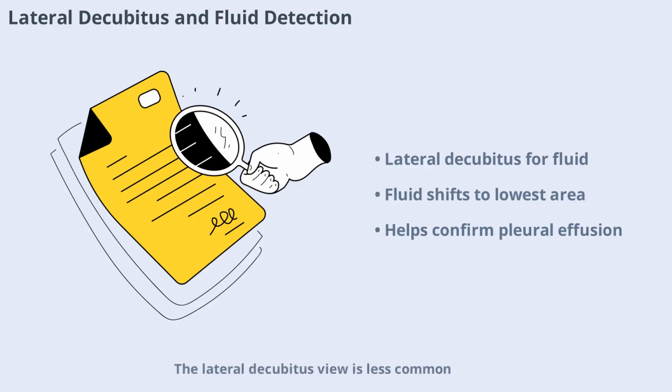The lateral decubitus view is less common but valuable for detecting fluid in the lungs. In this position, the patient lies on their side, causing fluid to shift to the lowest part of the lung. If a pleural effusion is suspected, X-rays in both upright and lateral decubitus positions can help localize the fluid. In the upright view, fluid collects at the lung bases, while in the lateral decubitus view, it accumulates along the lateral border of the lung. This helps differentiate between air and fluid in the chest.